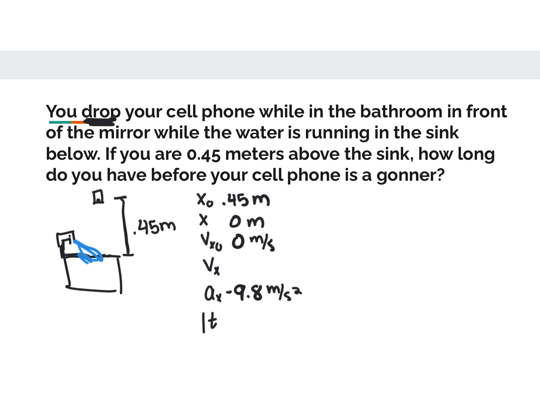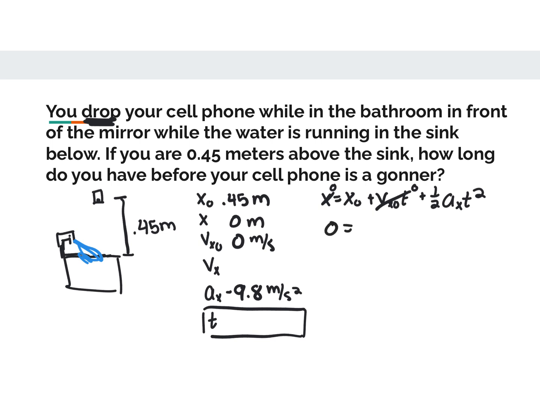And we're looking for how long you have to catch your phone. I don't have final velocity, so that's going to lead me to that second kinematic equation, x equals x naught plus v naught t plus 1/2 a t squared. Let's look at my zeros. I don't have a final position, I don't have an initial velocity. So 0 equals x naught plus 1/2 a t squared. I'm trying to isolate the time.